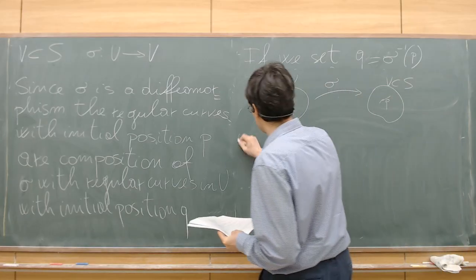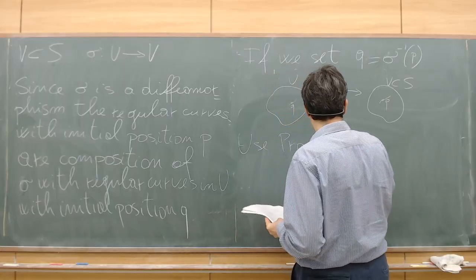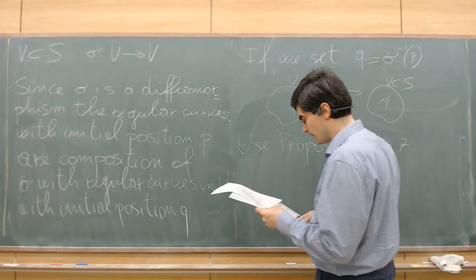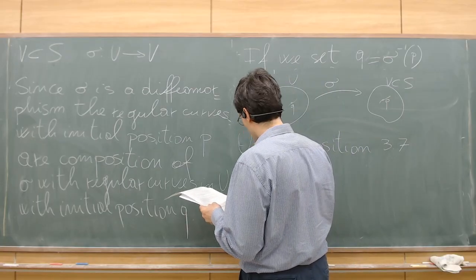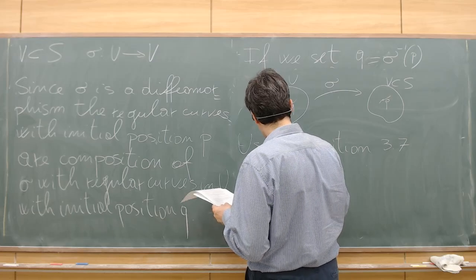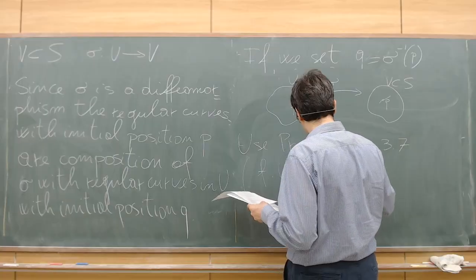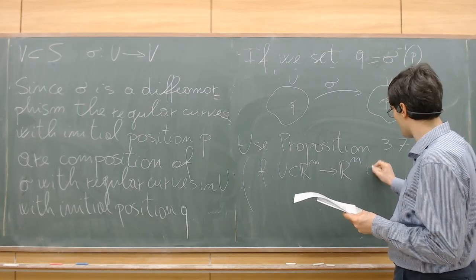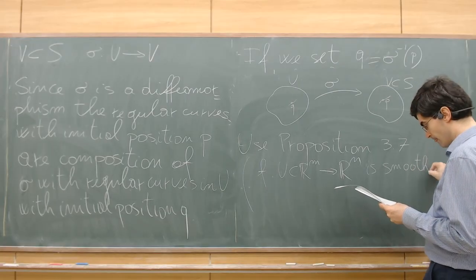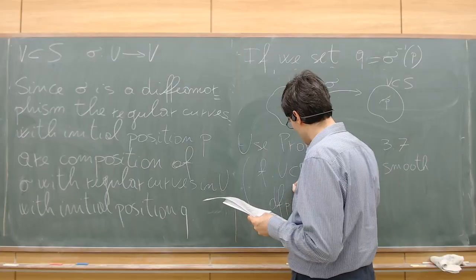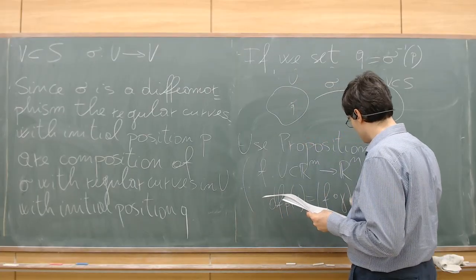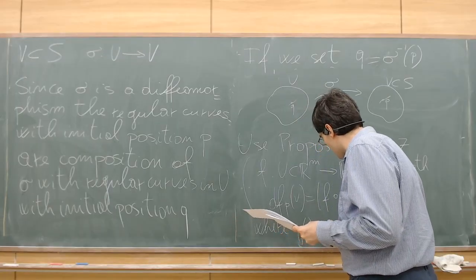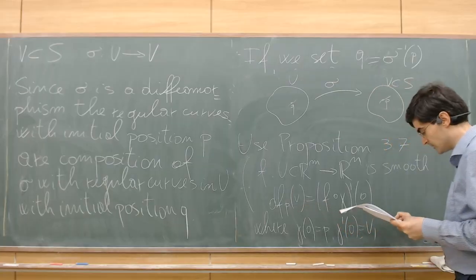Okay, now we use the proposition (3.7), which says that, given a map F defined on an open set U in Rm with values in Rn that is smooth, then dF at P applied to V is given by F composed with gamma, prime at 0, where gamma 0 is P, gamma prime 0 is V, and gamma is a regular curve.